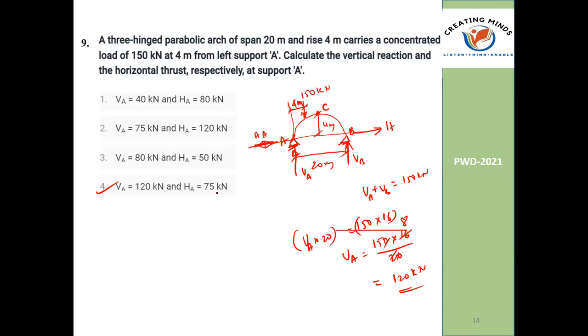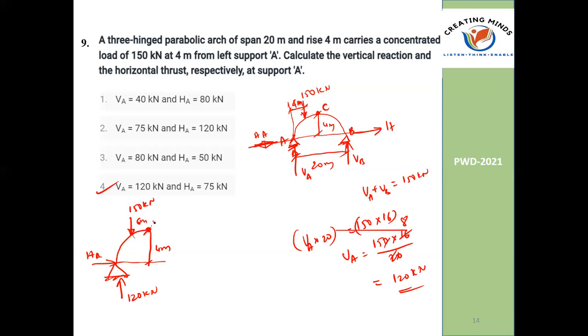If you find HA, you get 75 only. How do you get 75? Consider any one portion of the arch. Here you know this reaction is 120, and this is the HA you require. The crown height is also given as 4 meter, and there is one more force, 150 kilonewton. It's exactly 10 meter, 10 minus 4, so this will be 6 meter.